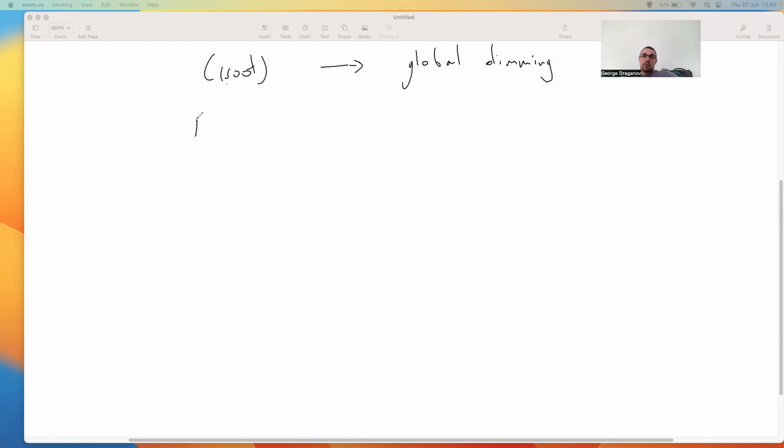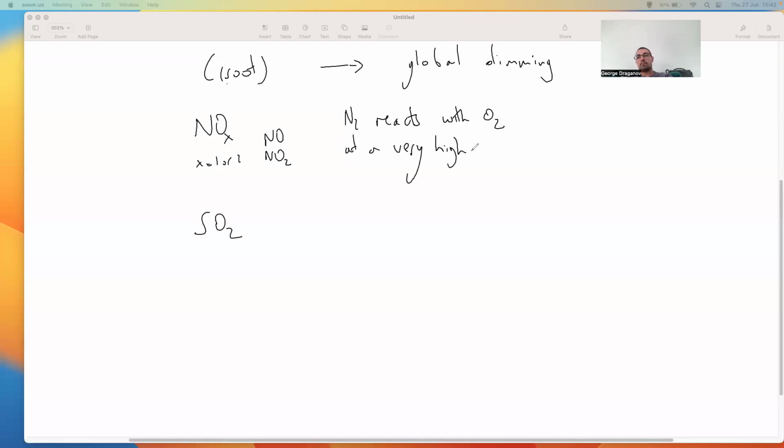Now, the next pollutants you need to know about are NOx and SO2. Those are the next 2 that you need to know. So NOx, X means 1 or 2, basically, so it can either be NO or NO2. How does it form? It forms when nitrogen reacts with oxygen, as the first mark, at a very high temperature in the car's engine, essentially.